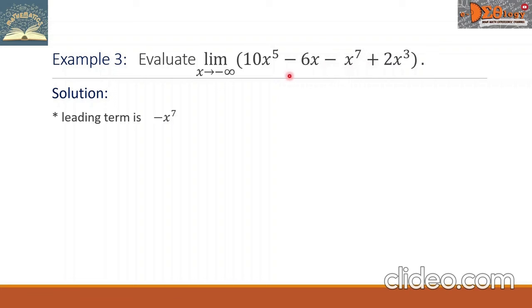Let us now evaluate the limit of this leading term. So we have the limit of negative x raised to 7 as x approaches negative infinity. Let us now substitute negative infinity to the x. So we have the negative of negative infinity raised to 7. Let us simplify this negative infinity raised to 7. 7 is an odd number, so when we simplify, the negative sign here of infinity remains. So it becomes negative of negative infinity. And negative by negative becomes positive.